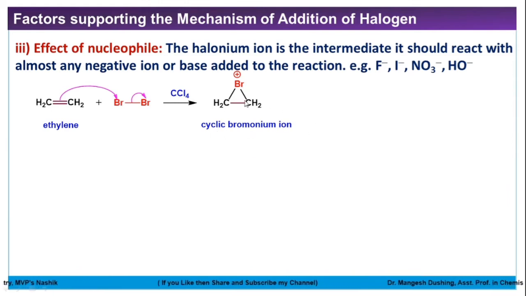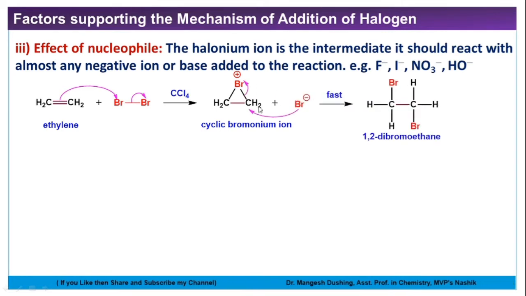Now this is electron deficient. So any base, that is F minus, I minus, NO3 minus, HO minus, will react with this one and open this ring. Whatever the base is, it attacks on this carbon, and one of the sigma bonds of Br will break and those electrons go to Br. So the Br plus becomes neutralized. As the electrons go to Br, this positive charge becomes neutral. So we will get the product. That is the proof that a cyclic bromonium ion is formed.